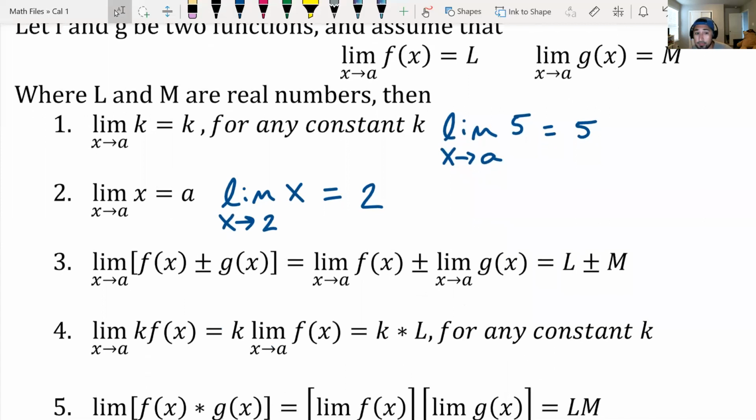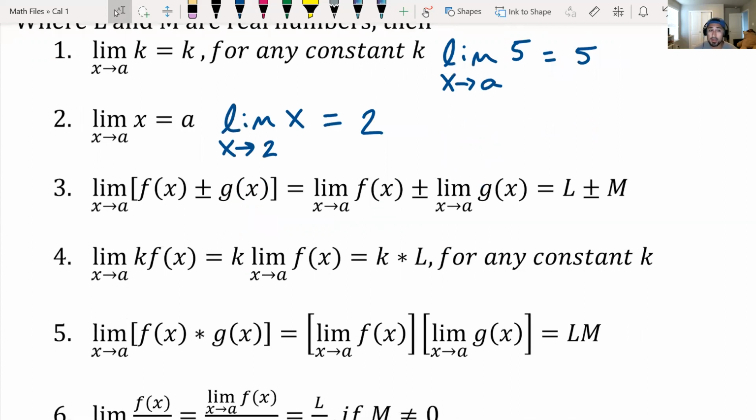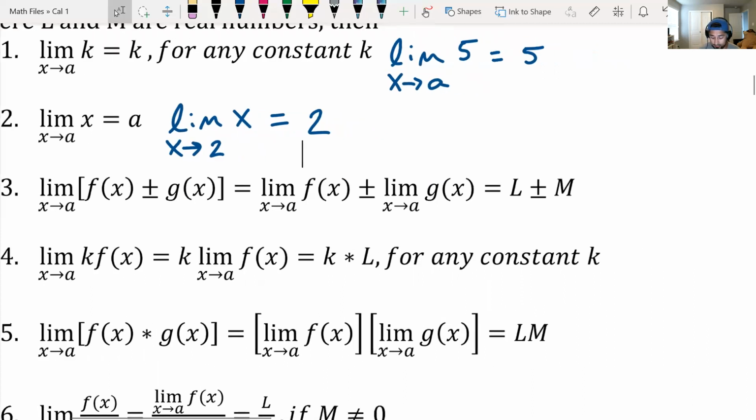3, we don't need an example for this one. All this one says is the limit as x approaches a of f plus or minus g can be split into multiple limits. The limit of f plus or minus the limit of g. So however many terms are in there, you can split into multiple limits. Okay. 4, the limit as x approaches a of some number k times f of x is equal to k times the limit of f of x. So all this says is, hey, take this coefficient of k and move it to the outside. That's all this says. So I can put an example for that one.